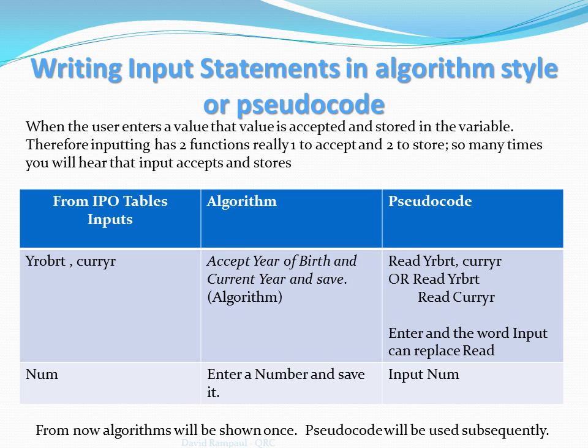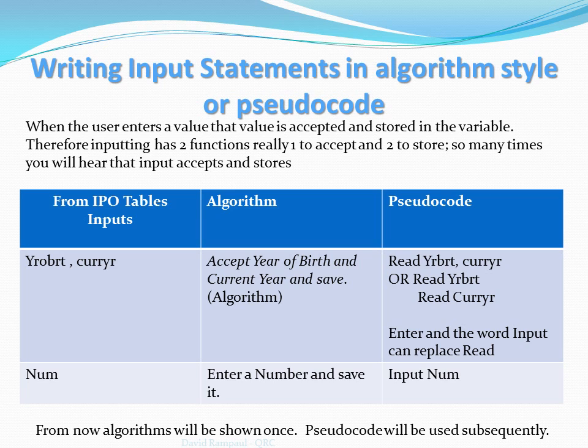So the algorithm for that would have been plain old accept year of birth and current year and save. If you notice, they use the word accept, they could even use the word and then and save. But it must be understood that we are doing inputs, so therefore you have to accept and save.